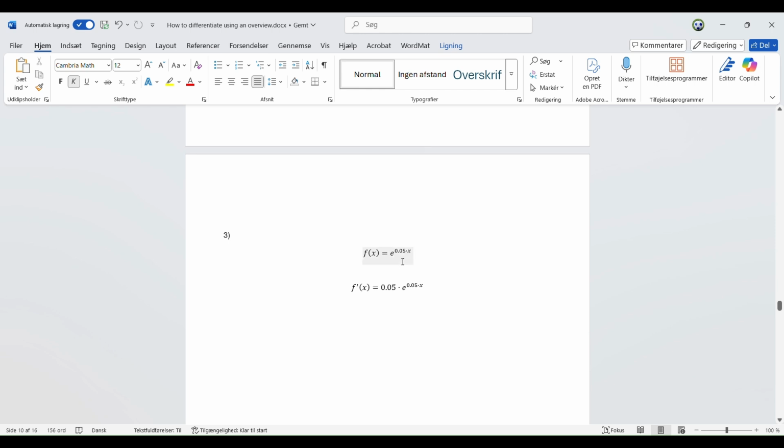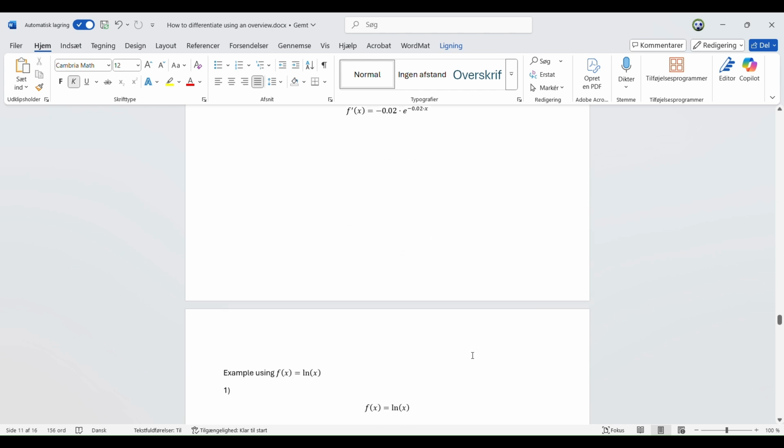And a third example, e raised to the power of 0.05 times x. Then we just note our number once again, 0.05. We put that down in front and copy paste the rest. So that's our first order derivative. And minus 0.02 times x. Once again, we just note the number up here, put it down in front, and copy paste the rest. So that's our first order derivative.